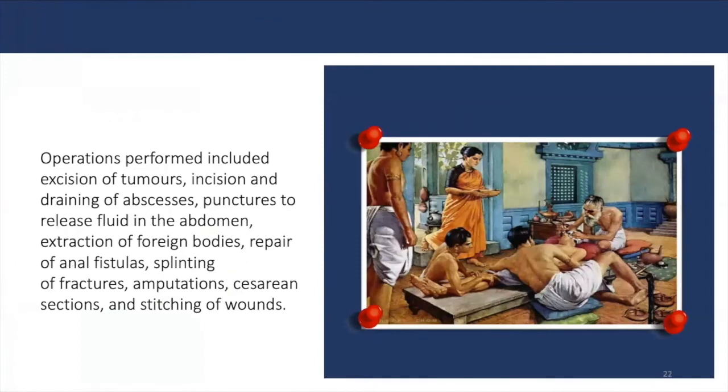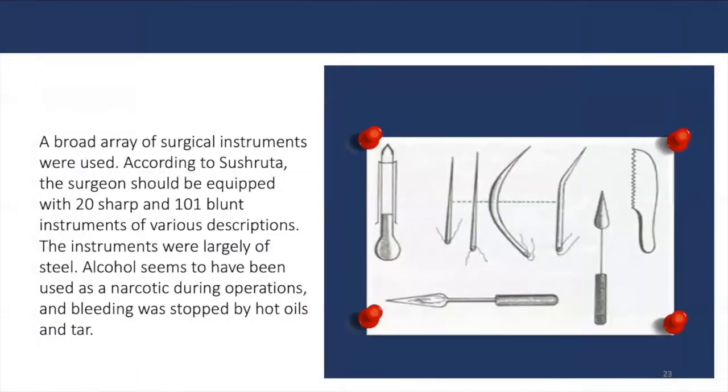Operations were performed, including excisions of tumors, incisions, draining of abscesses, punctures to release fluid in the abdomen, extraction of foreign bodies, repair of anal fistulas, splinting of fractures, amputations, and stitching of wounds, and many more. However, these had to be done with instruments, so a broad array of surgical instruments was used. According to Sushruta, the surgeon should be equipped with 20 sharp and 101 blunt instruments of various descriptions. The instruments were largely of steel. Alcohol seems to have been used as a narcotic during operations, and bleeding was stopped by hot oils and tar.